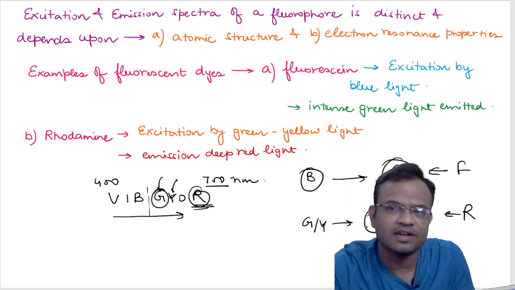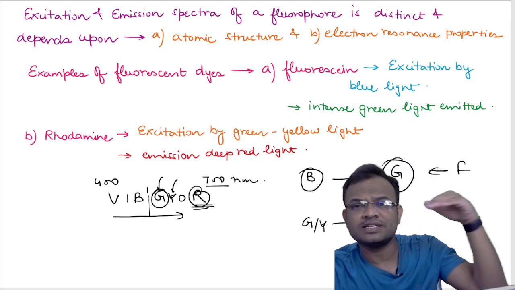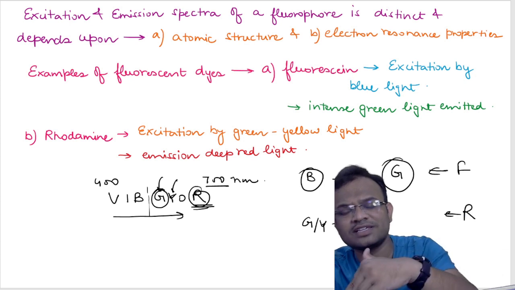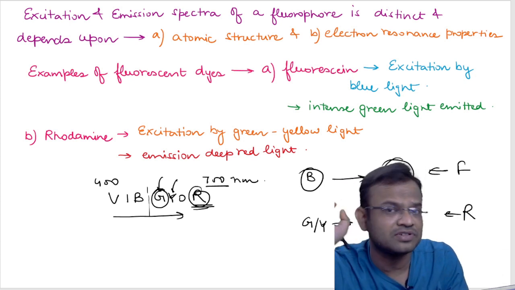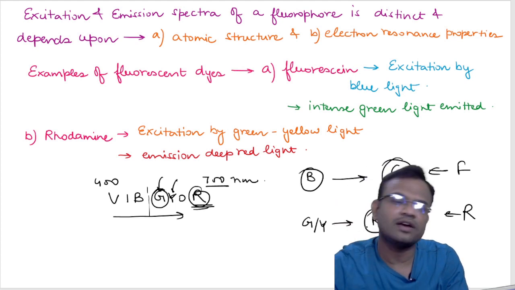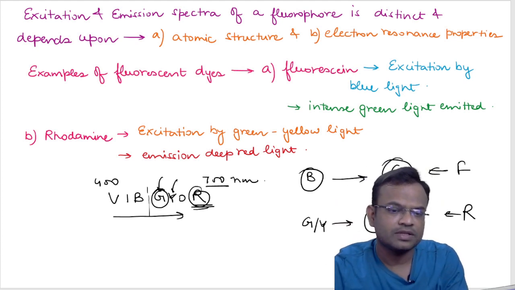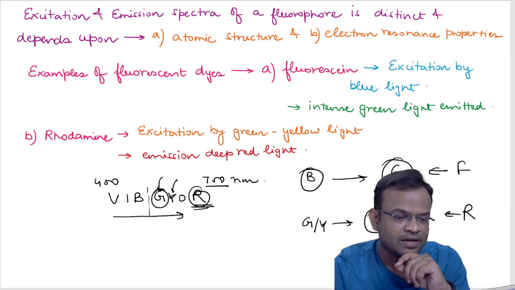I hope this is clear in your mind, that whenever you are using an incident light, the emitted light will always have a wavelength higher than the incident light. This should be very clear in your mind. So I hope this is understandable. Let us move on to the next slide.